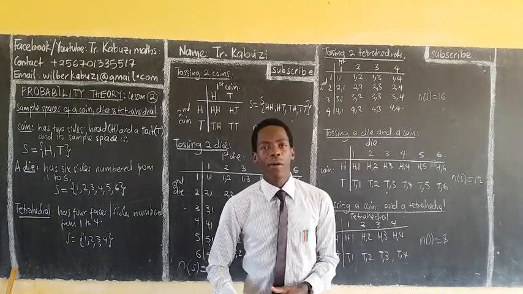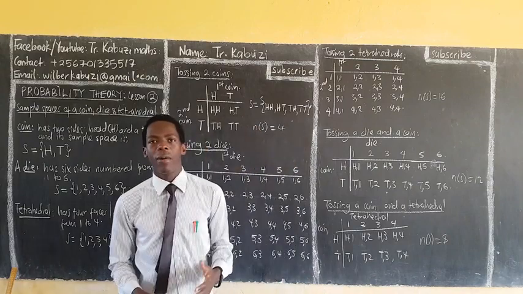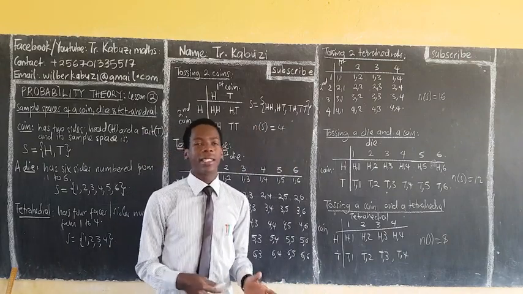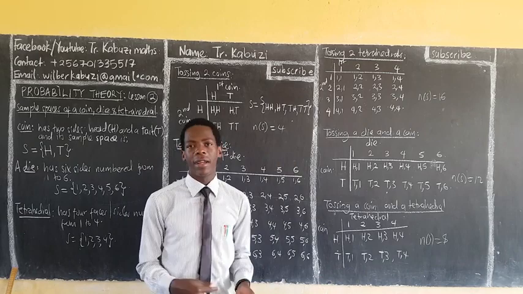Okay members, that's how we do this. Now we are going to see when they tell you the result is a sum, or the result is a product of a die, and so on.